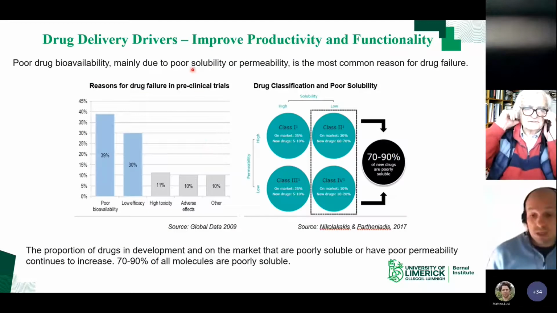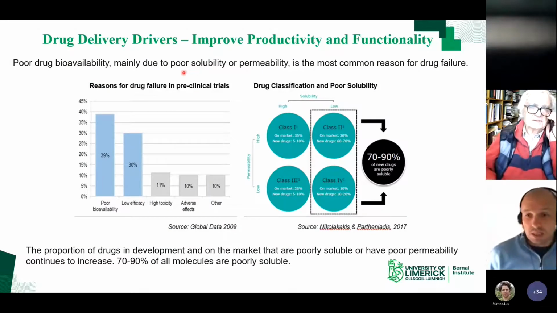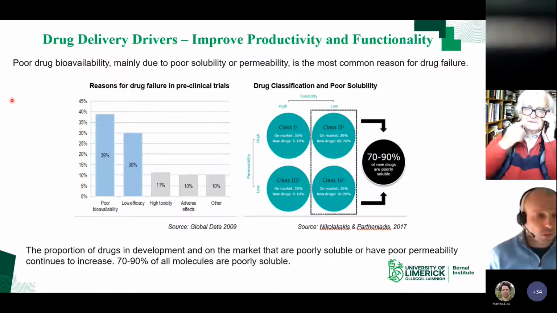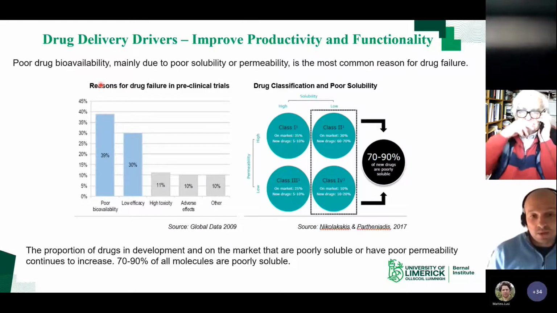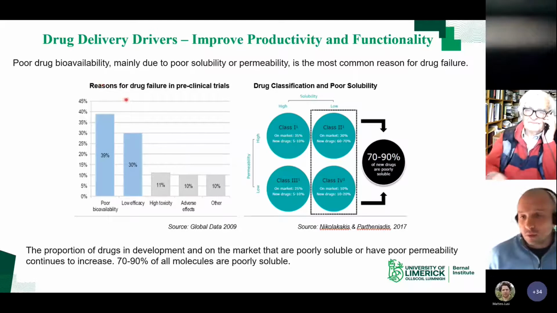So one of the big issues within the pharmaceutical industry is that most of the drugs that are coming out from the R&D pipelines are poorly soluble, and that ultimately impacts the efficacy of those pharmaceutical drugs. Poor drug bioavailability, which is linked to poor solubility or poor permeability, is one of the major reasons why drugs fail in clinical trials. I know the source used here was 11 years ago, but this is still represented currently within this year.